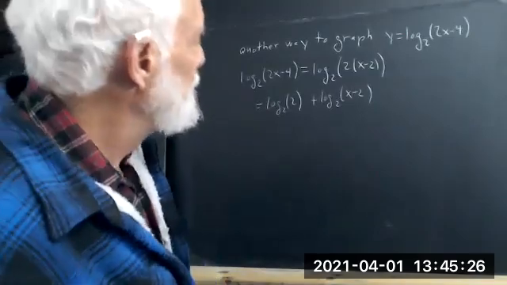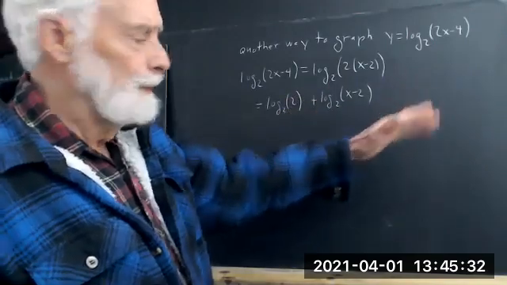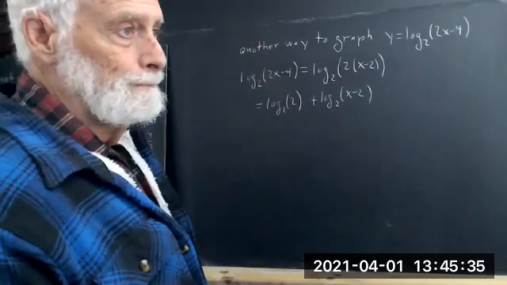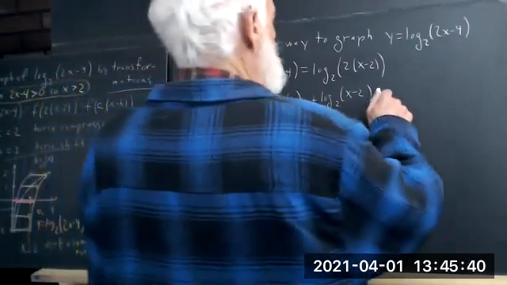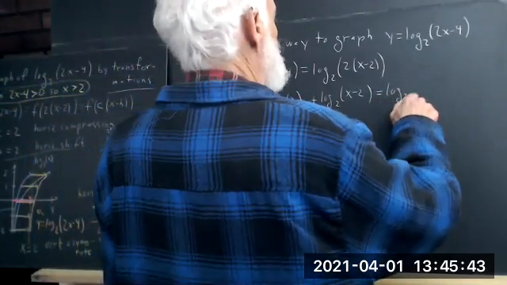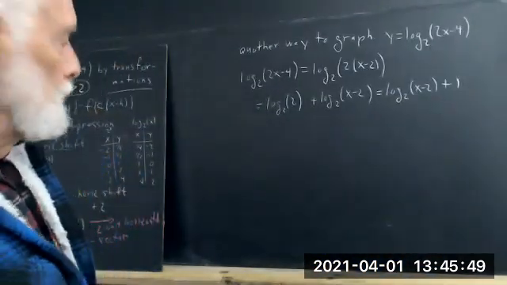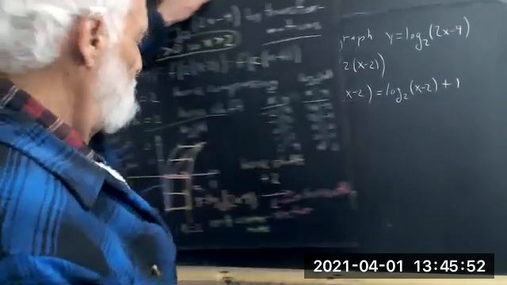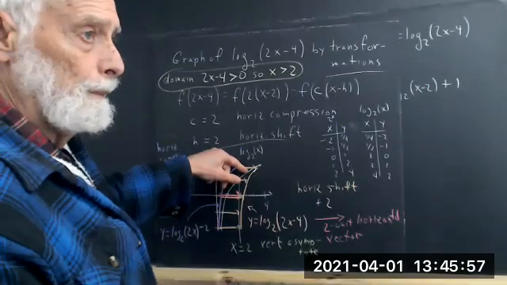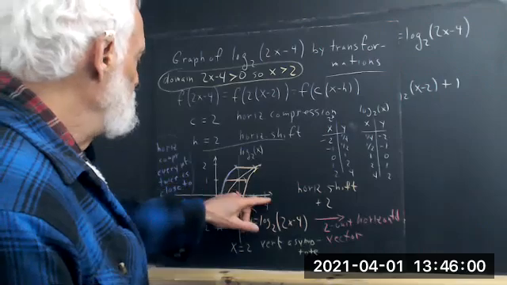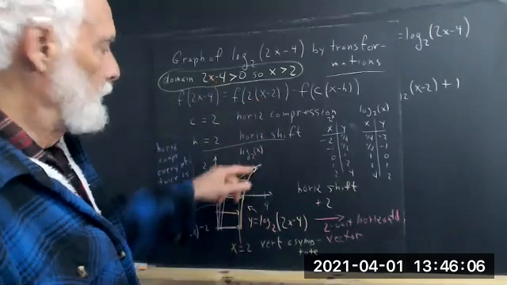And this is just going to be a horizontal shift of the log function. And then we just raise it up log base 2 of 2 units. What's log base 2 of 2? It's 1. So if we just take this graph, shift it over 2 units, the original white graph, shift it over 2 units and raise it 1 unit, we should get exactly the same graph.